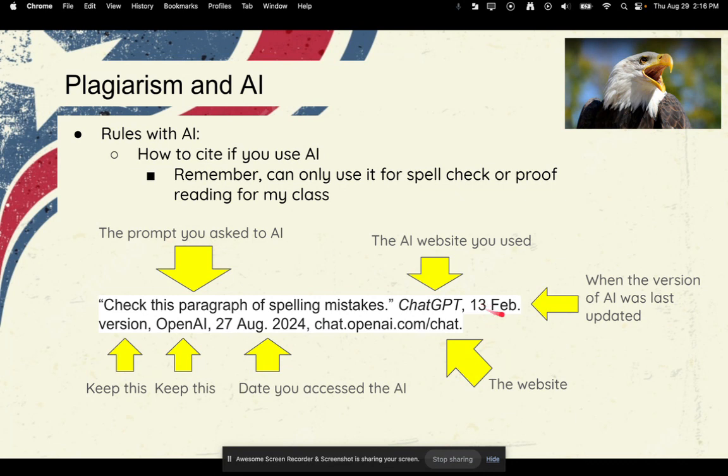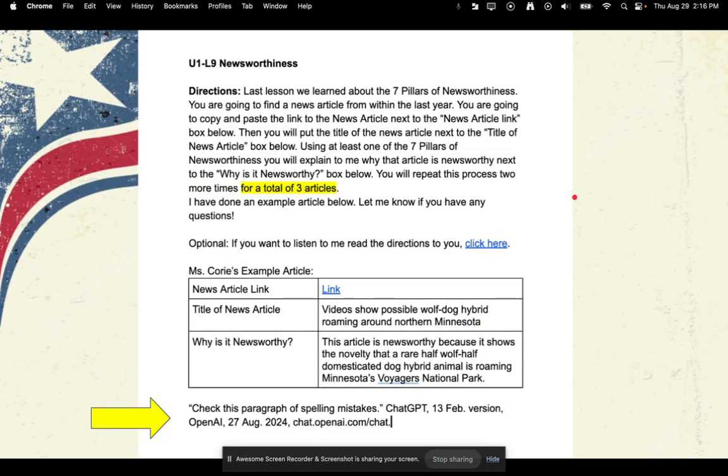If you can't find it, you can let me know. I can help you out. Then you just type in version, comma, OpenAI, which is probably what you'd be using, and then the date you accessed the AI website. Okay. And then also put in what website you used. Okay, but remember, you can only use that for spell checking and proofreading. Okay, you can't use it for anything else, or else you get a 0, just FYI.